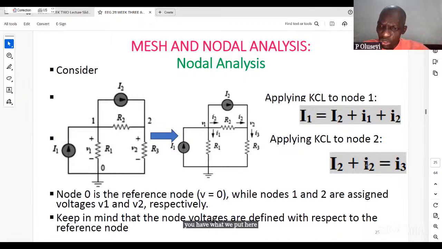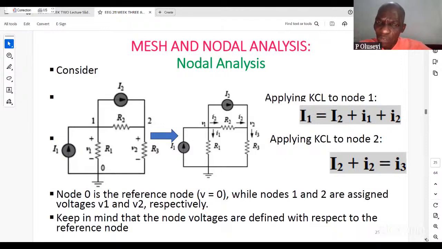For node 2, look at node 2 again. i2 is entering into node 2 from the resistor. I2 from the current source is entering into node 2. But i3 for resistor R3 is leaving. So the ones entering, you add them together, and the ones leaving, you add them together, and you put an equality sign. That's how we arrive at these two equations. We have two nodes, we have two equations. Please take note of that.